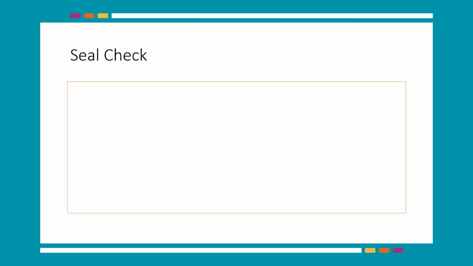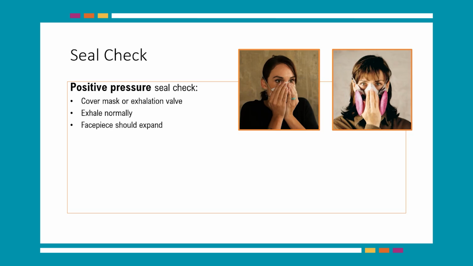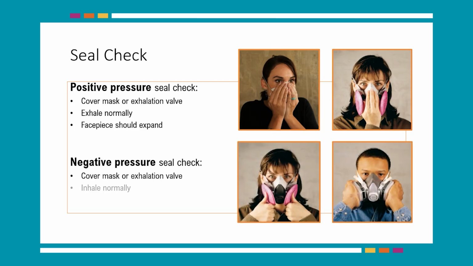Seal checks must be performed each time a respirator is worn to make sure it is properly positioned on the face. To perform a positive pressure seal check, cup your hands over the mask or cover the exhalation valve and exhale normally. The facepiece should expand slightly. To perform a negative pressure seal check, restrict air intake and inhale normally. The mask should collapse slightly.